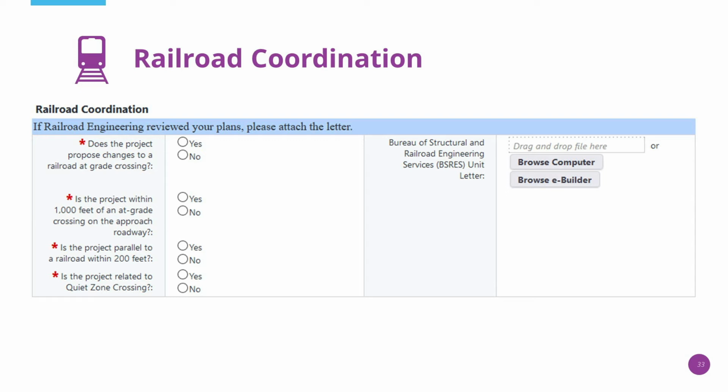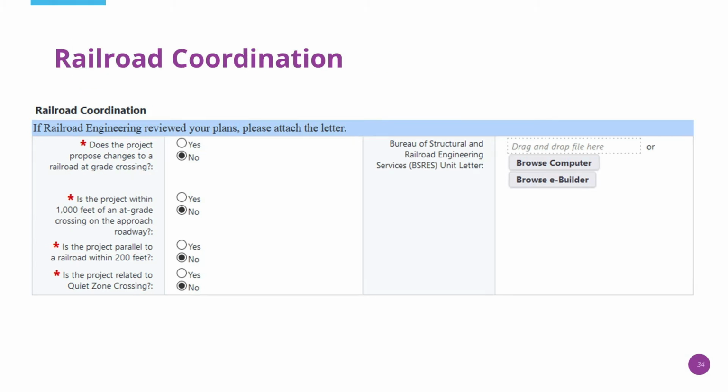Initially, when you go through this questionnaire, you will just answer yes or no. If your project involves a railroad, the Bureau of Structural and Railroad Engineering Services, BSRES, will provide you with comments at a later date. You will need to respond to these comments later. We'll pretend that our current project doesn't involve railroad coordination, click No for these questions, and continue to design exceptions.